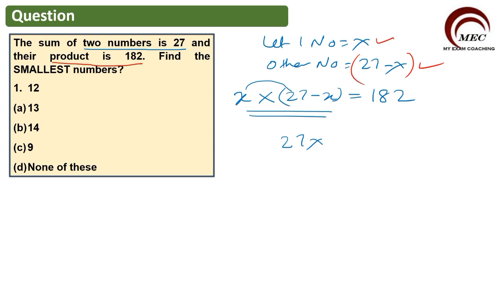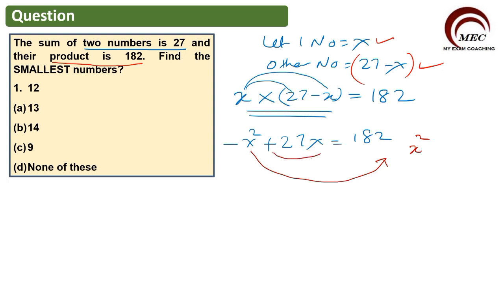Then x into minus x will become minus x square plus 27x equal to 182. Now let us transpose everything to one side. If I take this x to this side, this minus x square will become plus x square. If I take this plus 27 to this side, it will become minus 27x. And 182 is already here. That will be 182 only.